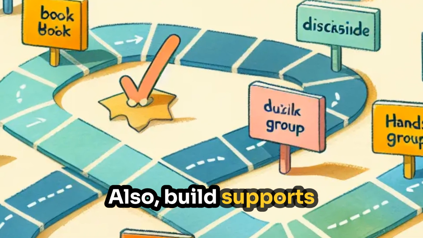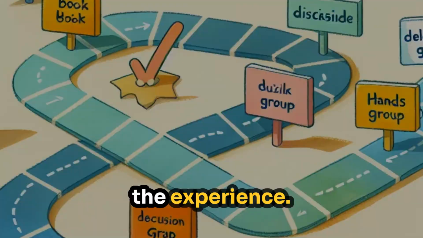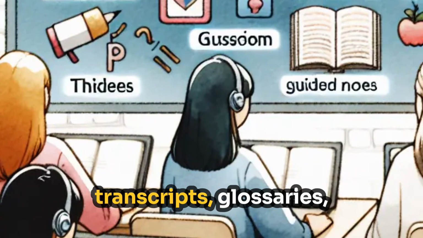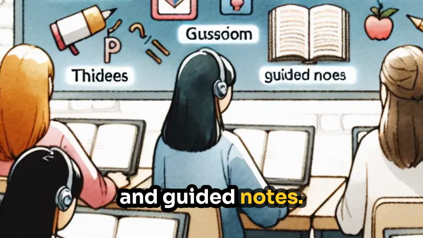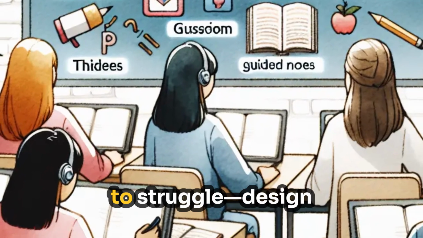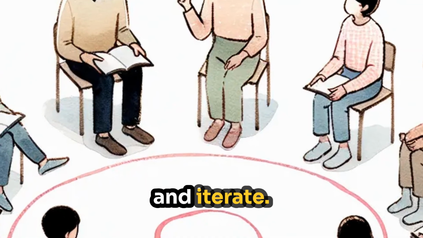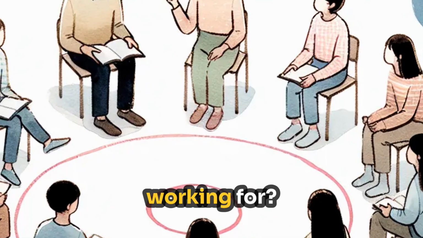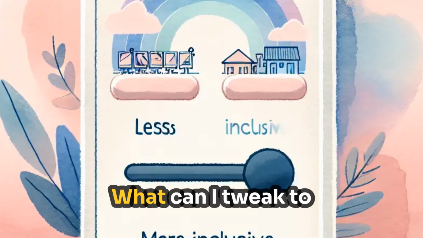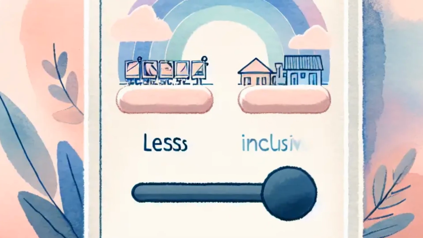Also, build supports directly into the experience. Use tools like captions, transcripts, glossaries, and guided notes. Don't wait for learners to struggle. Design to prevent it. And finally, reflect and iterate. Ask, who is this working for? Who might be left out? What can I tweak to reach more people?